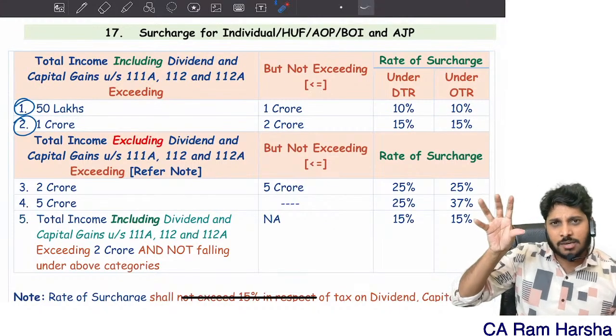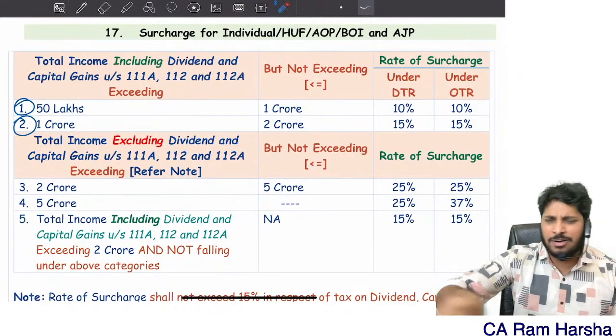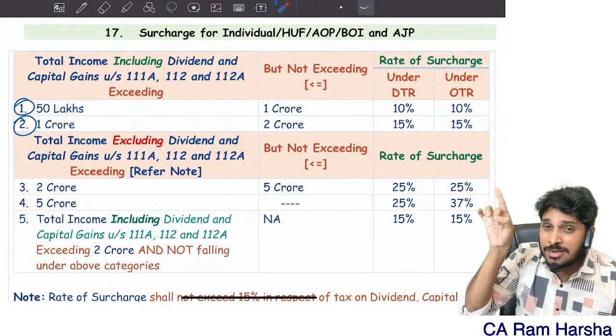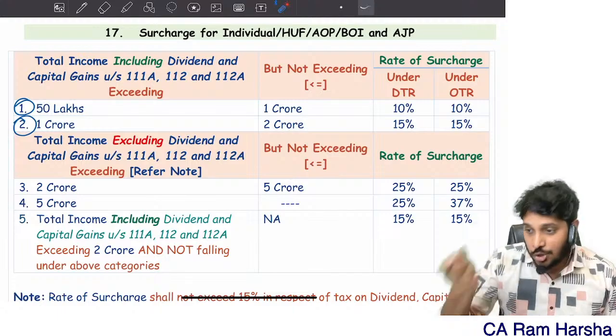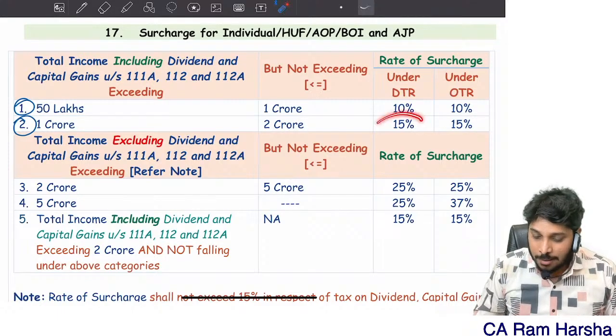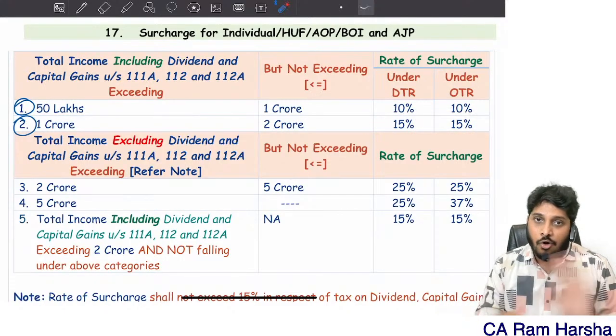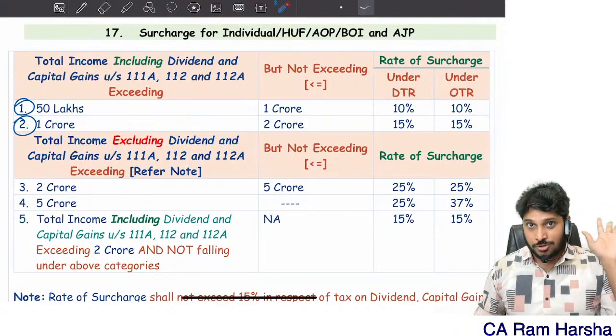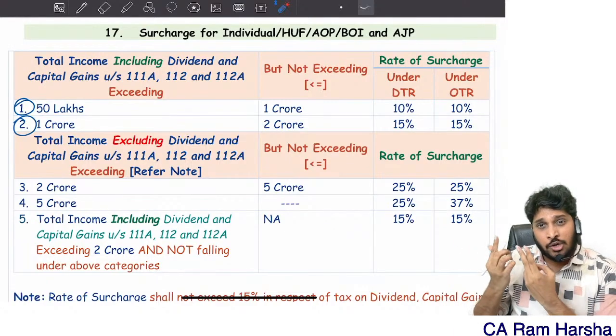Suppose total income is less than 2 crore, ignoring dividend and capital gains. Is the total income less than 2 crore? Yes, sir. Then apply surcharge at 15 and 15. Over, done. Suppose your total income answer is more than 2 crore.